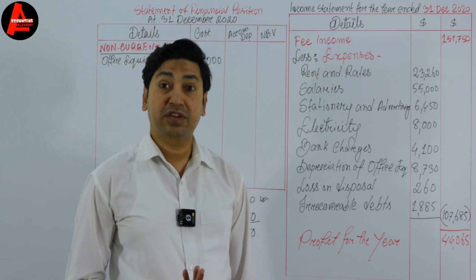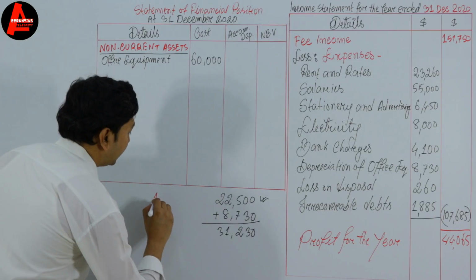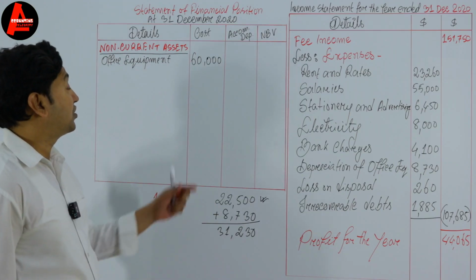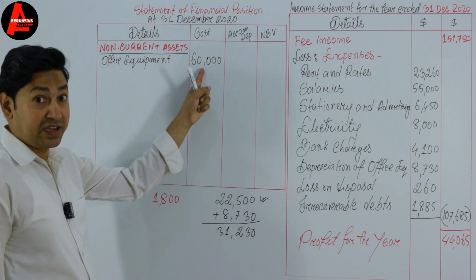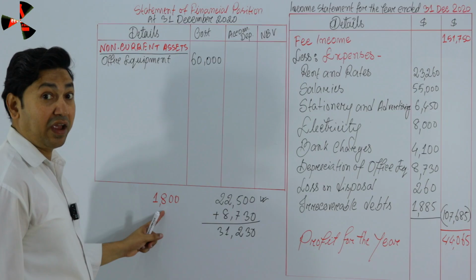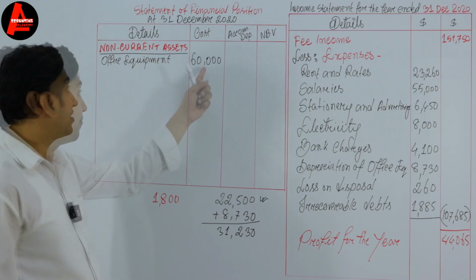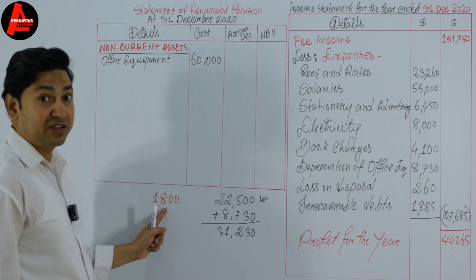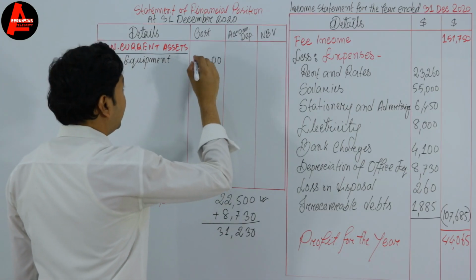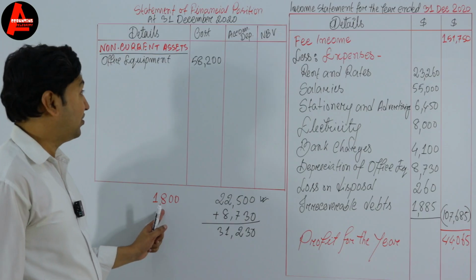The disposed asset's cost price is $1,800. This asset was disposed of in 2020. So the cost price will not be $60,000 now, because from this $60,000 we sold a $1,800 non-current asset. So what will be our cost price? 60,000 minus $1,800, so we get $58,200. Don't be confused.